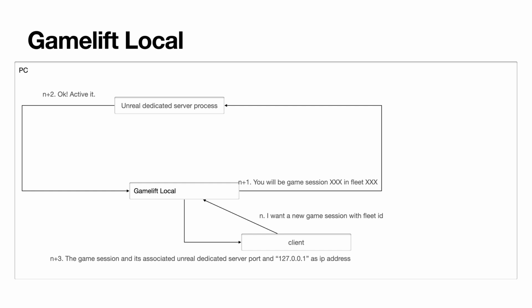It will be the only game session in the fleet, and the IP address returned with the game session will always be 127.0.0.1. You can create multiple Unreal dedicated server processes on the same PC. But if another client applies for a game session with the same fleet ID, GameLift Local will return a no available process error, because the fleet ID and the game session are both associated with the previous Unreal dedicated server process.